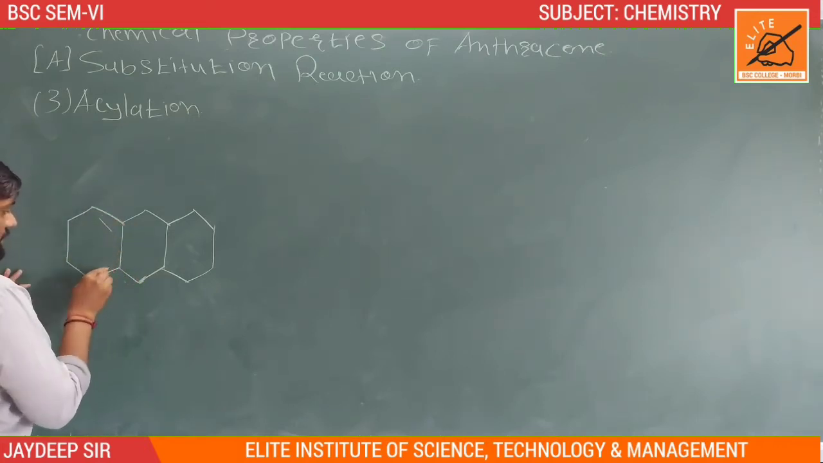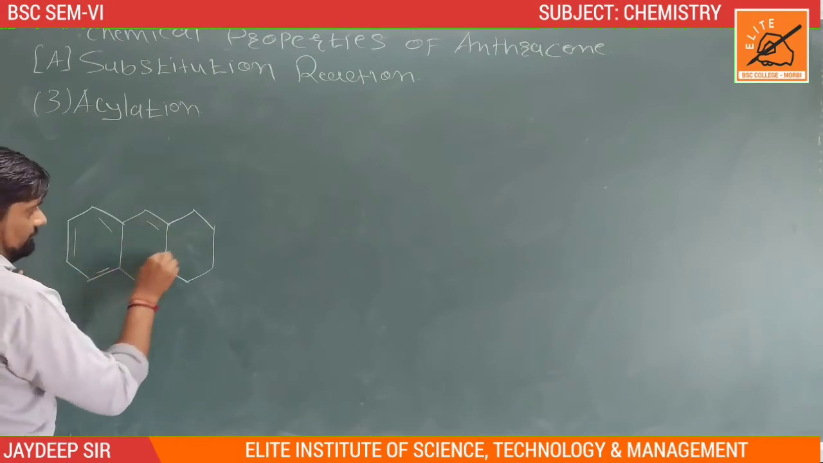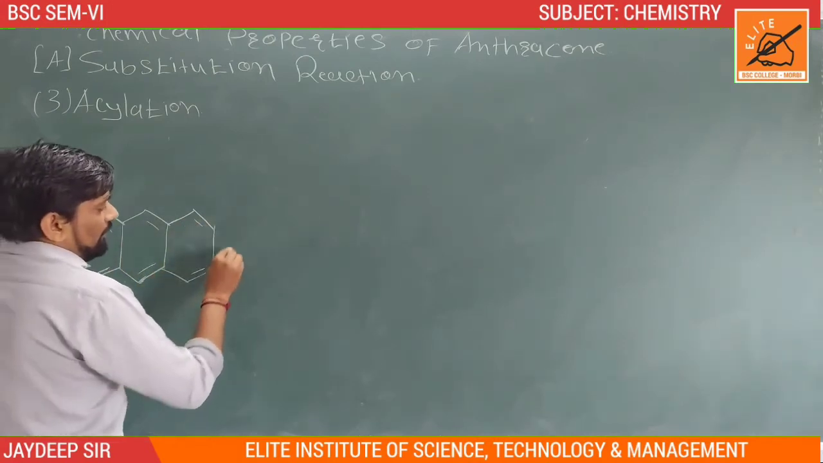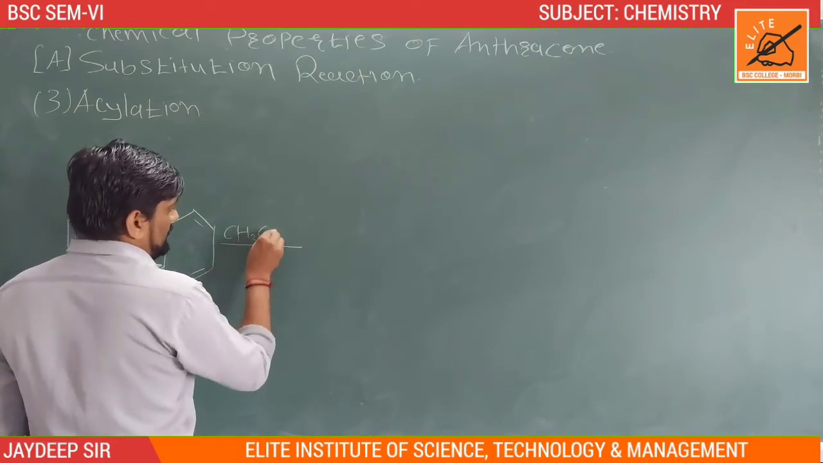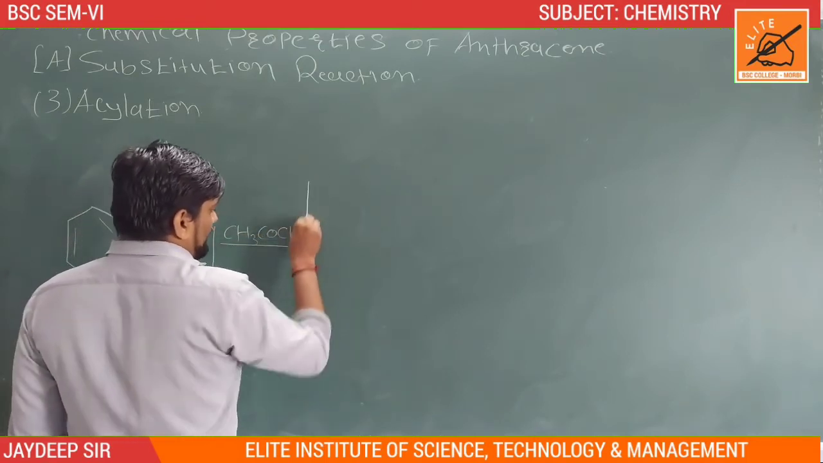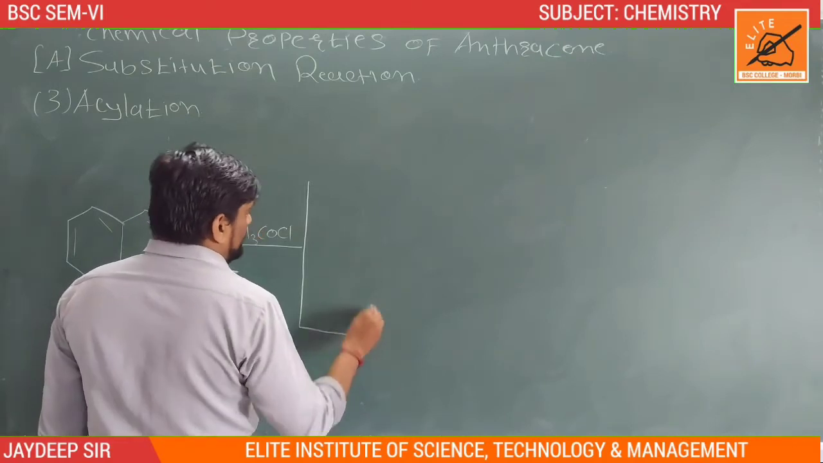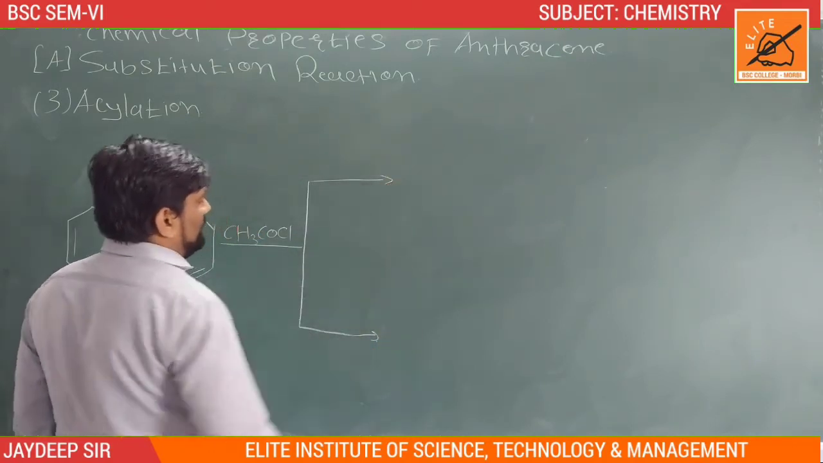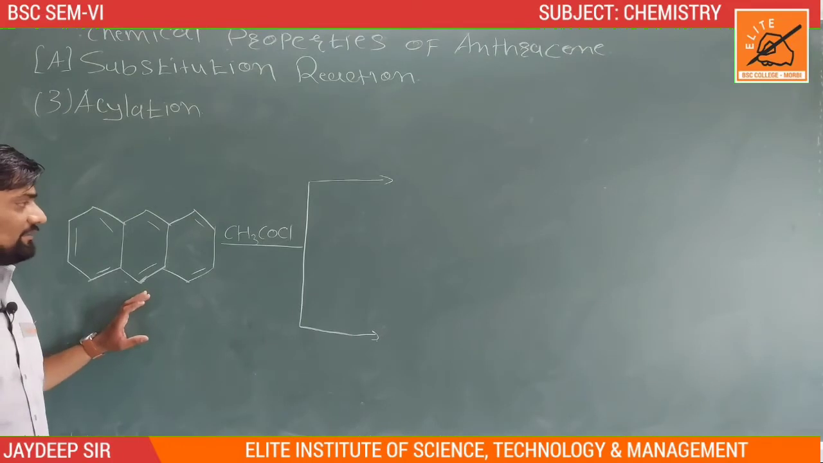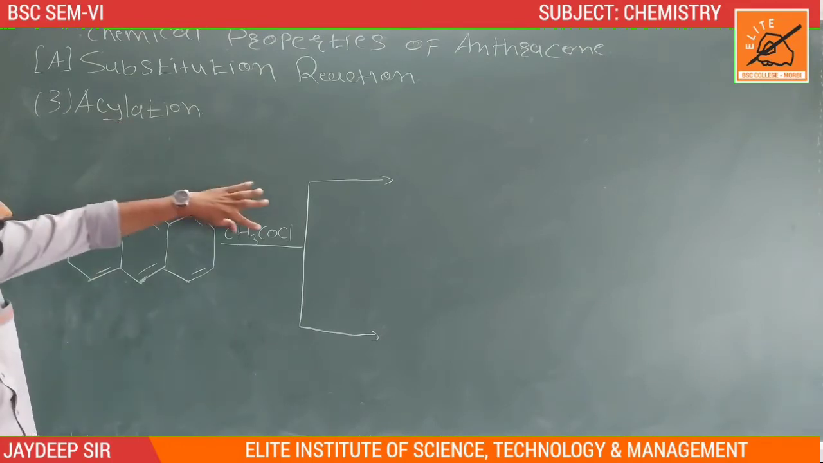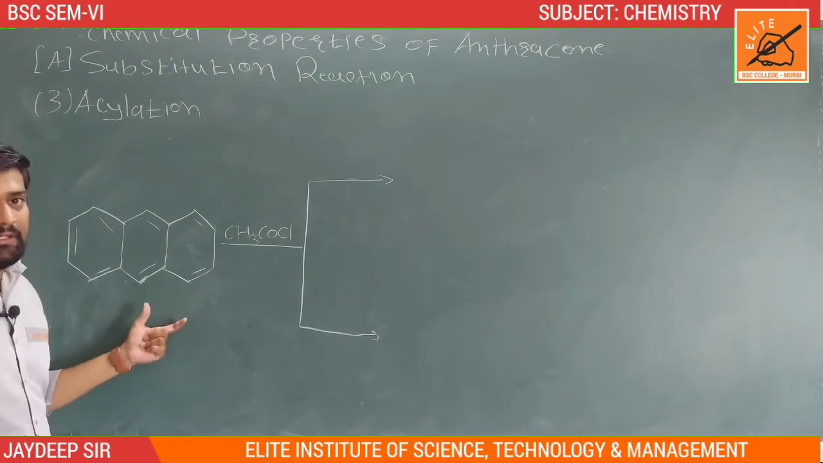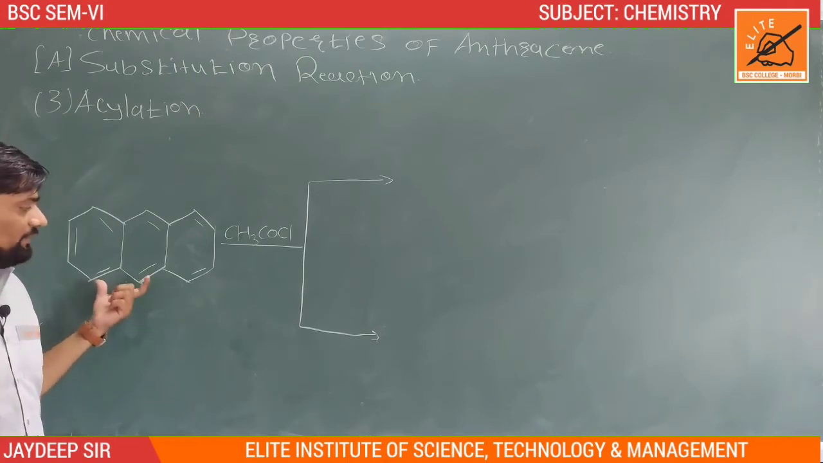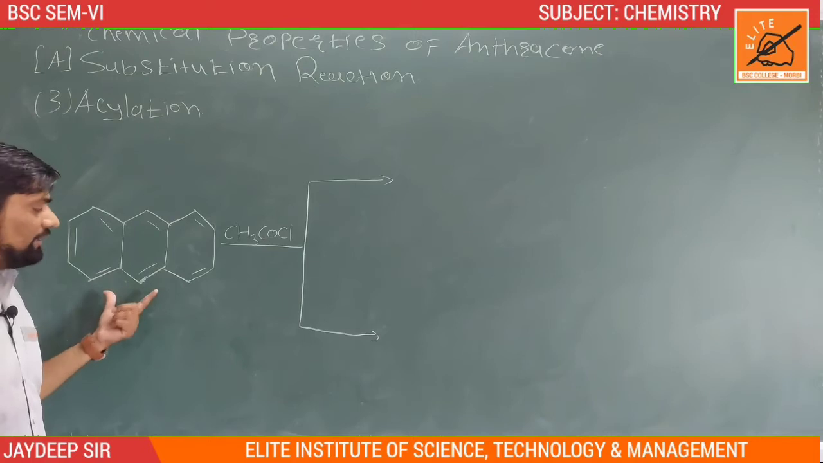So this is the anthracene. Now it will react in the presence of CH3COCl, acetyl chloride, in the presence of different types of solvent. So this anthracene will undergo acylation in the presence of acid chloride. Friedel-Crafts reaction will occur. What will happen? Friedel-Crafts reaction.